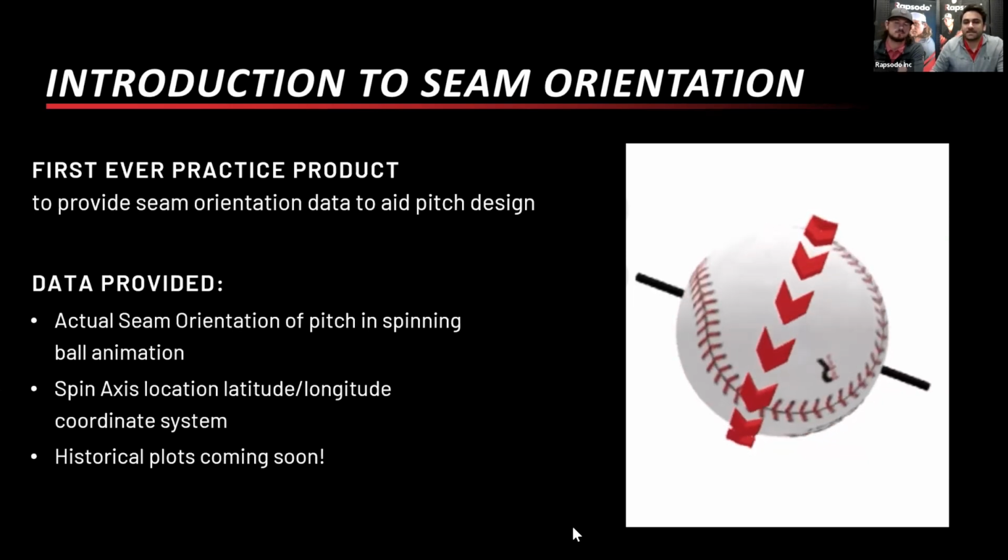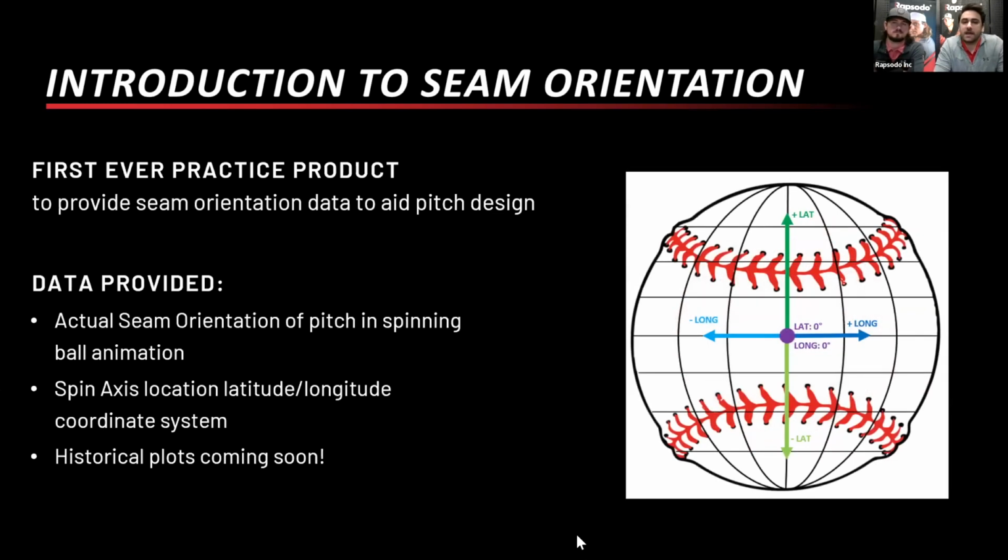And then the next big thing there is how we are quantifying the seam orientation data, which is with the spin axis location on the ball itself, which is to say where the spin axis is sticking through the ball. So the way we're doing this is with a latitude and longitude coordinate system. Now there's one latitude longitude coordinate system that everyone should be familiar with, and that is the Earth, right? So you can describe any point on the Earth with latitude and longitude. So it's going to be the same with the baseball.